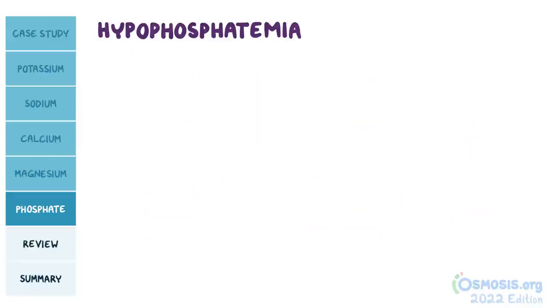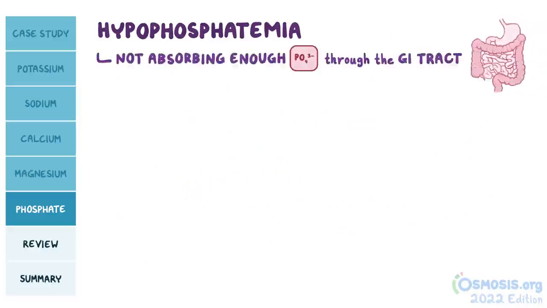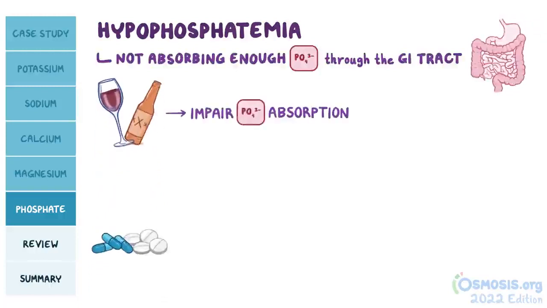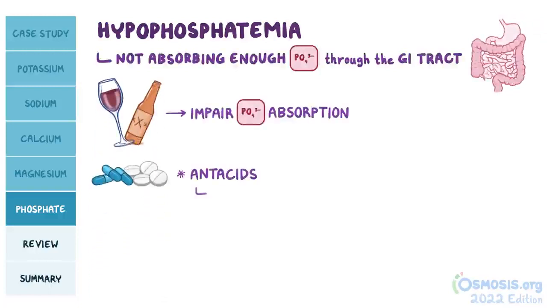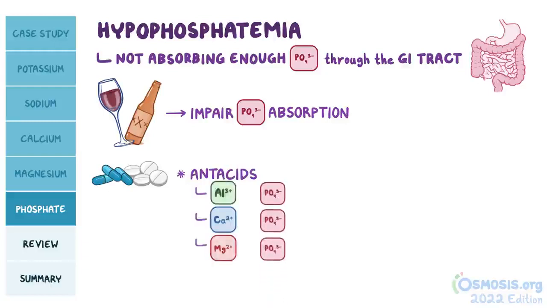Another thing that can lead to hypophosphatemia is not absorbing enough phosphate through the gastrointestinal tract. Some substances, like alcohol, can impair phosphate absorption. Also, medications, including antacids that contain aluminum, calcium, or magnesium, all of which are positive ions, can bind with a negatively charged phosphate and prevent absorption.